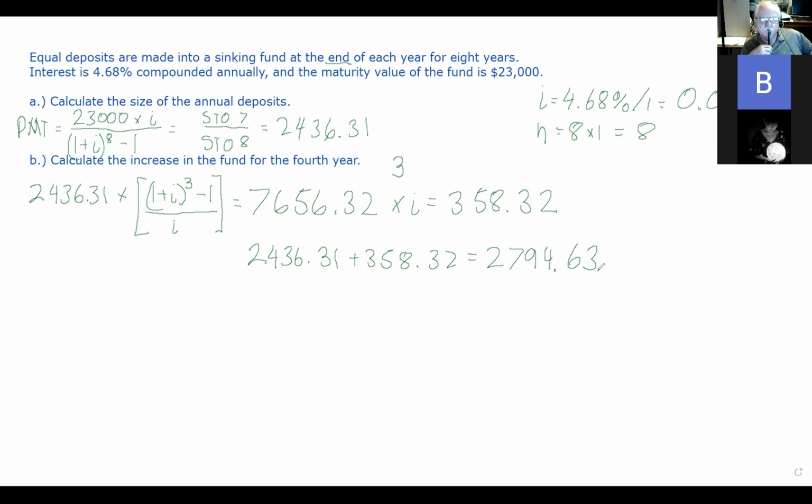So hopefully that process makes sense. First off, we have to find the payment. And then if we want to see how much the fund increased in the fourth year, we've got to figure out where they are at the end of the third year, which was this, and then figure out how much interest will accrue on that amount of money, which is times the interest rate. And then the increase in the fund will be the interest that has accrued plus the payment they're making every year to get a total of this.